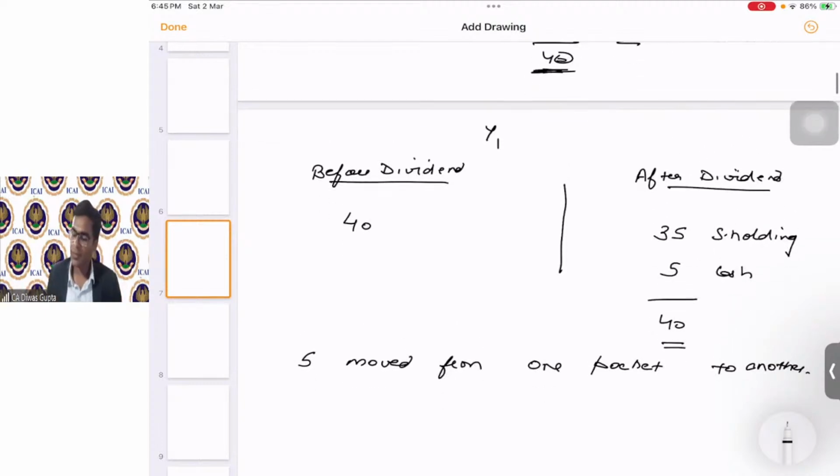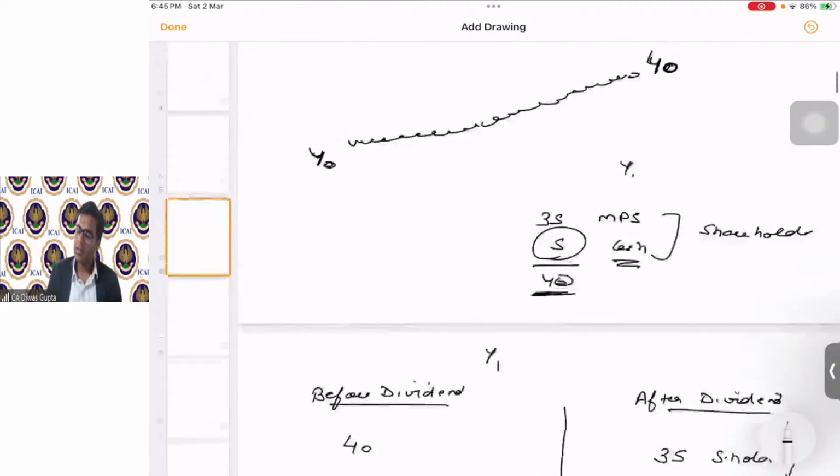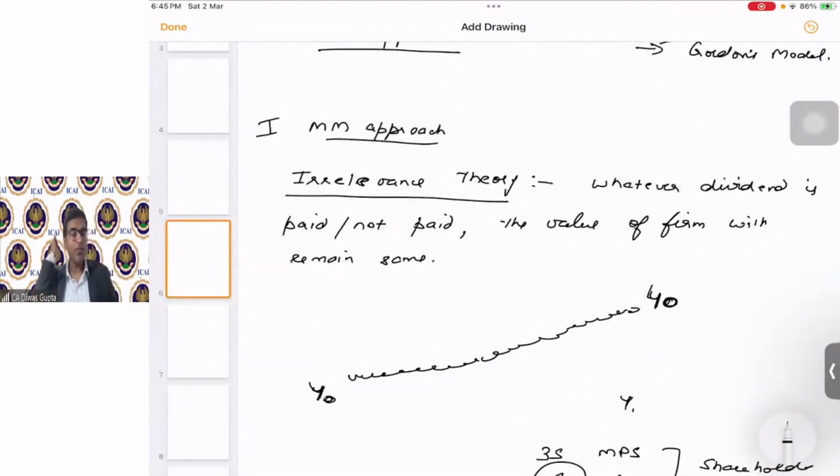So I hope this discussion is clear. So this is the background of the approach and hence the irrelevance theory. Okay.